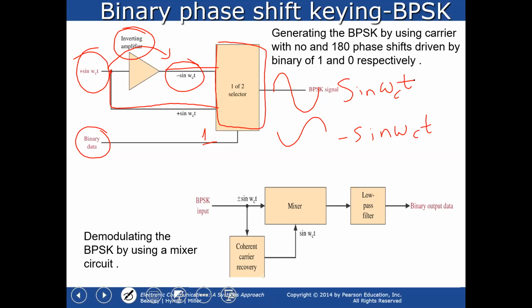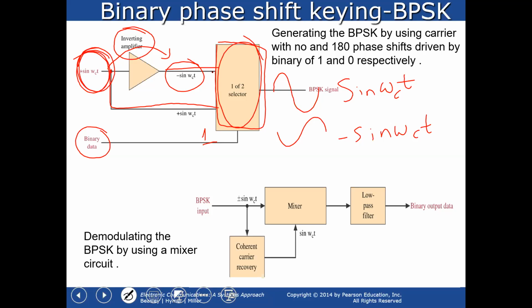The actual devices selected for performing this operation will depend on your binary input data rate and the transmit carrier frequency. Based on these two, they build up the selector that you see here. So that is how we generate a binary phase shift keying signal by using a carrier frequency of sine omega_c t.